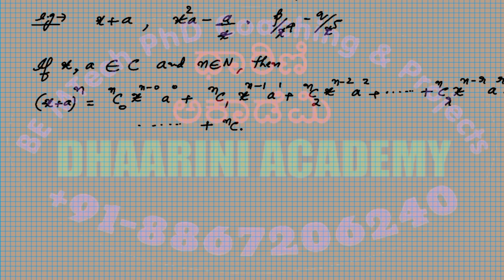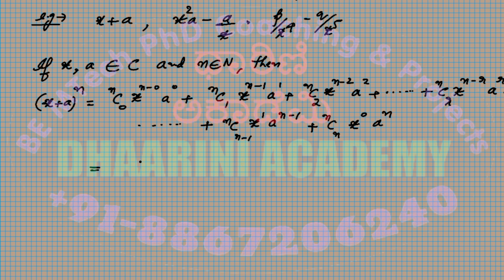and like that we can write our last term. Like nc n minus 1 into x to the 1 a to the n minus 1. Let's write the last term. This is actually the n minus 1th term, and the last term will be ncn x to the n minus n, so this has to be 0, x to the 0, and a to the n. So this is how you expand.